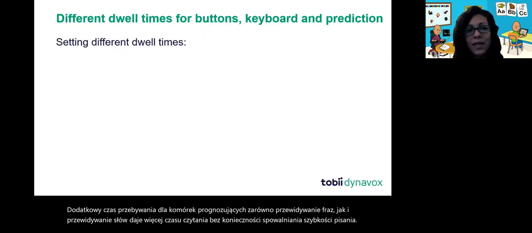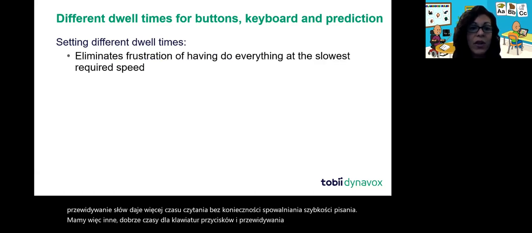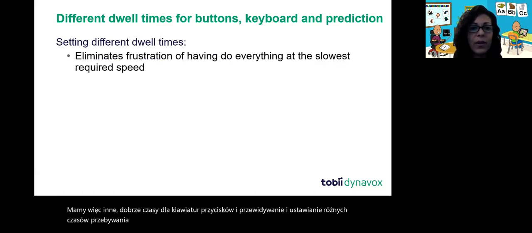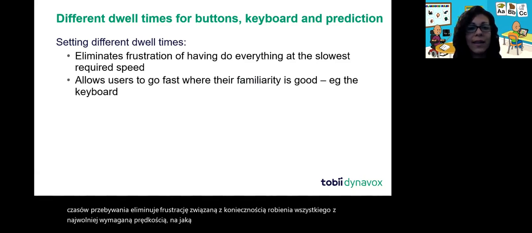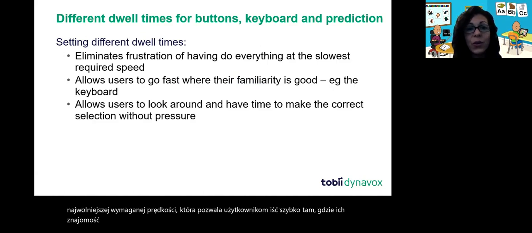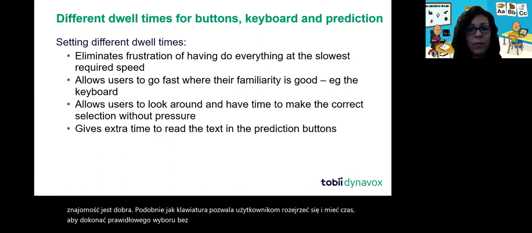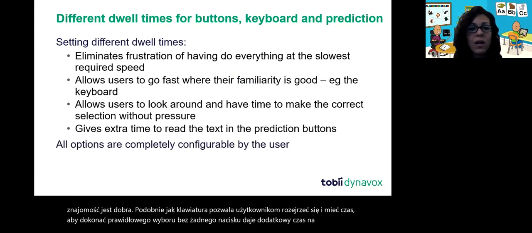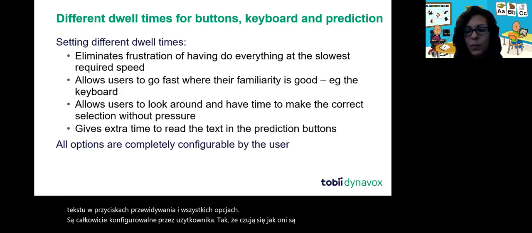So we've got different dwell times for buttons, keyboards, and prediction. And setting different dwell times eliminates the frustration of having to do everything at the slowest required speed. It allows users to go fast where their familiarity is good, like the keyboard. It allows users to look around and to have time to make the correct selection without any pressure. It gives extra time to read the text in the prediction buttons. And all the options are completely configurable by the user so that they feel like they're in control and they feel that sense of independence.